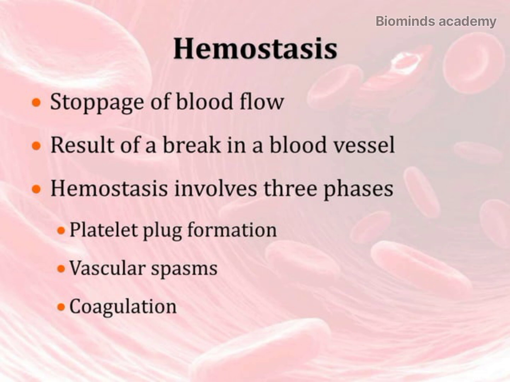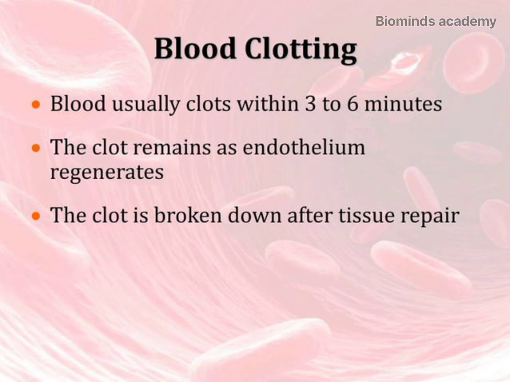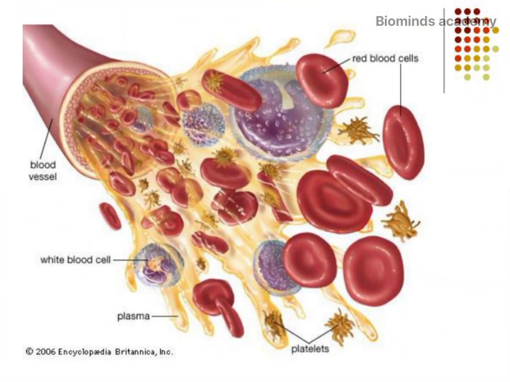Hemostasis is the process that stops the blood flow resulting from a break in a blood vessel. Hemostasis involves three phases: platelet plug formation, vascular spasms and coagulation. Platelets are helpful in blood clotting. Blood will usually clot within 3 to 6 minutes. The blood clot remains as the endothelium regenerates. The clot is broken down after the tissue repair. So this is a picture of a blood vessel.